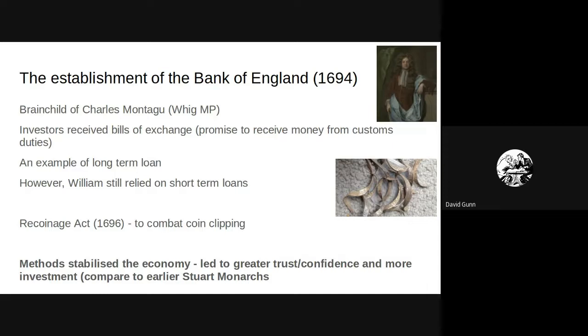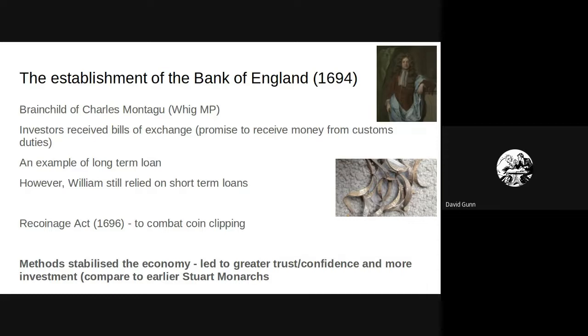So the Recoinage Act is to combat that, like modern day new banknotes that are difficult to forge. It's an example of that. So again, we can see this is a resolution of an issue. The Recoinage Act obviously doesn't stop people clipping coins completely, and it doesn't stop forgery, but it is just an example of the government addressing these issues to try and stabilize the economy.